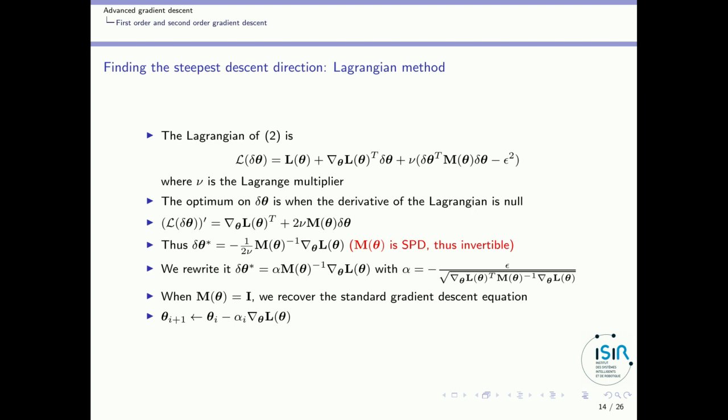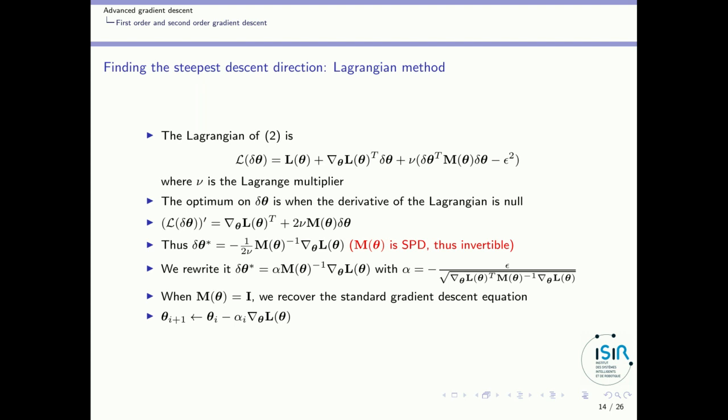The Lagrangian of the term that I was considering before is this, where nu is a Lagrange multiplier. So the optimum of delta theta will be found when the derivative of the Lagrangian is null. If I take the derivative of this, I obtain that. If I take this to be null, then I have 0 equals that, or I can say delta theta is that term divided by this one. So that's minus 1 over 2 mu times the inverse of M of theta times the gradient of the loss.